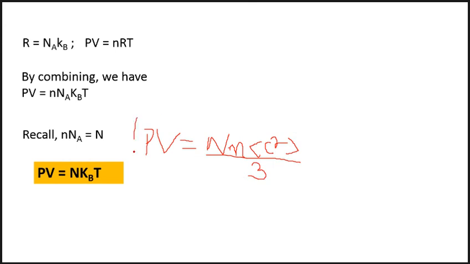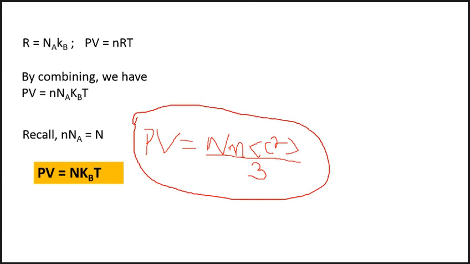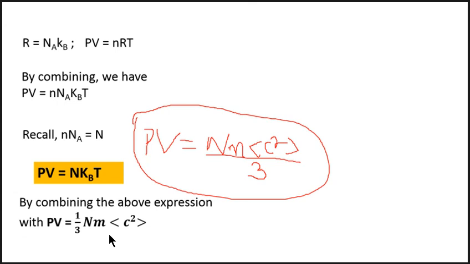This is the formula we derived the other time for number of molecules moving in 3 dimensions. So if I combine this formula right here with this other formula we derived using Boltzmann constant and the equation of state, knowing full well that PV is common to both equations, then I will definitely get an equation like this.